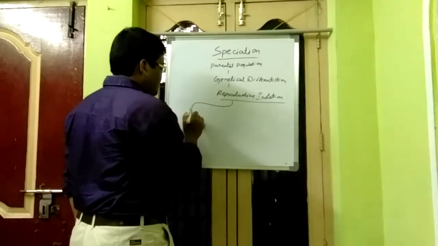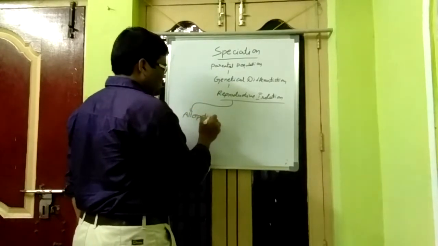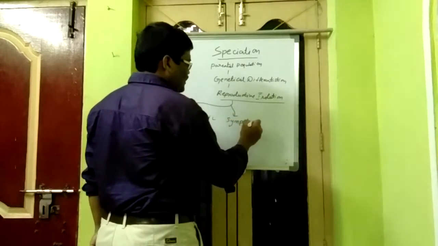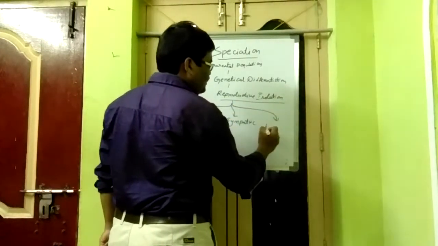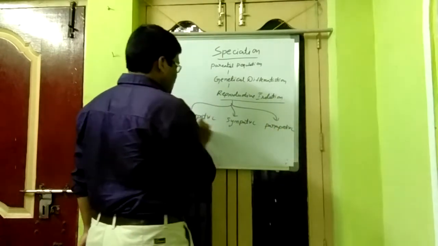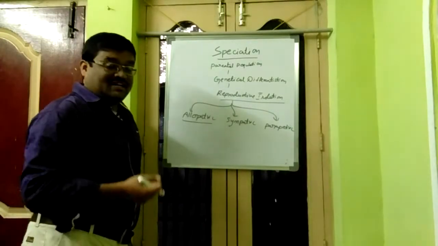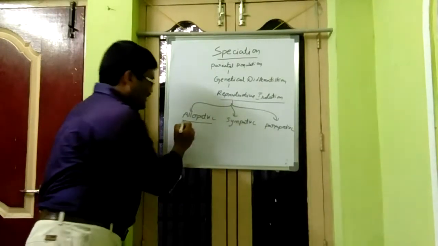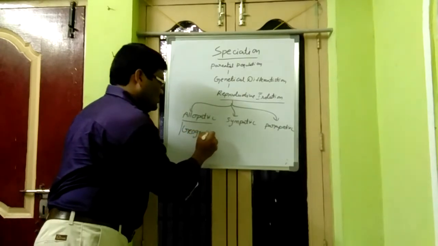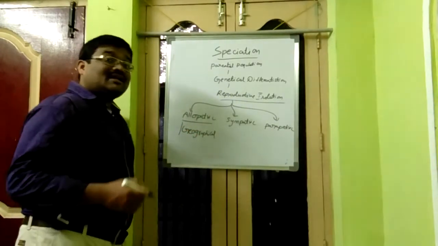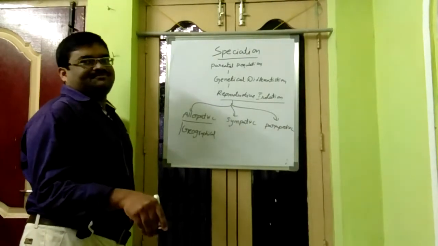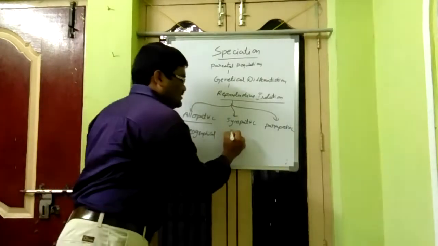One, allopatric. Two, sympatric. Three, parapatric. Allopatric speciation is facilitated by geographical barriers, so it is otherwise called geographical speciation. Sympatric speciation is facilitated by reproductive isolation. Here there are no geographical barriers.